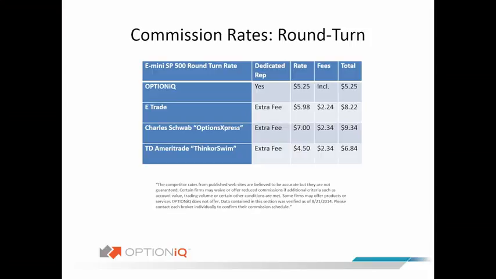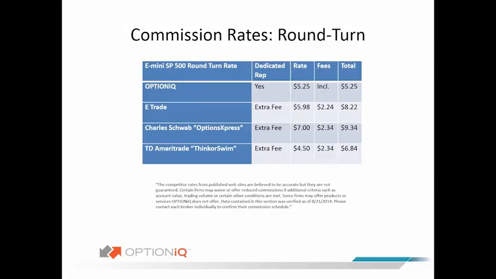So again, there you would have to use two different systems, enter your orders, exit your orders through TD Ameritrade, and manage everything or watch everything through the Option IQ software. So they also have an extra fee for the dedicated rep. The rate's $4.50 plus their fees of $2.34, which gives you a total of $6.84 per option.